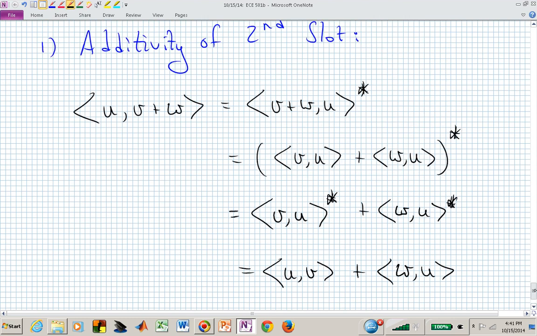And what have we learned? Now we have, if you look back at the very first expression, we really have additivity in the second slot, just like we had additivity in the first slot by definition. So now, if you have two vectors added in the second slot, you can simply pull that apart and have two inner products.